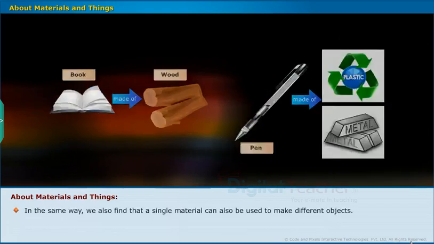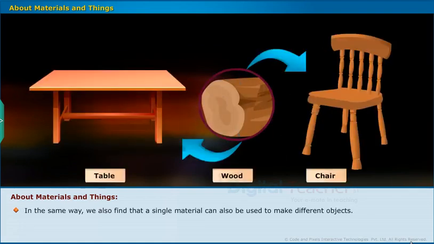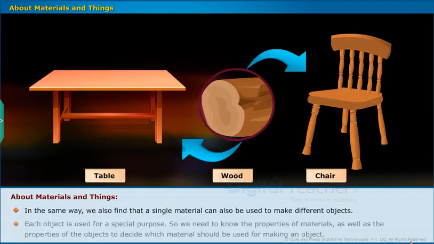In the same way, we also find that a single material can also be used to make different objects. Each object is used for a special purpose. So, we need to know the properties of materials as well as the properties of the objects to decide which material should be used for making an object.